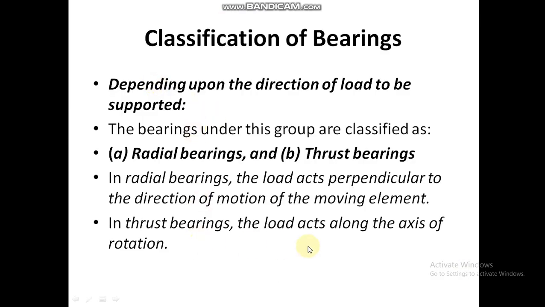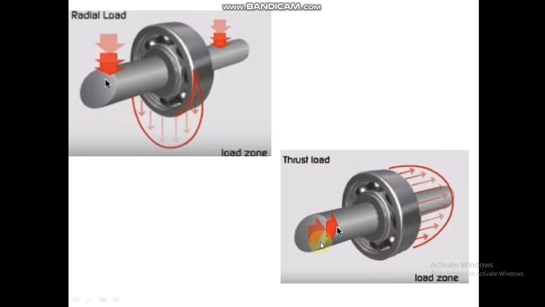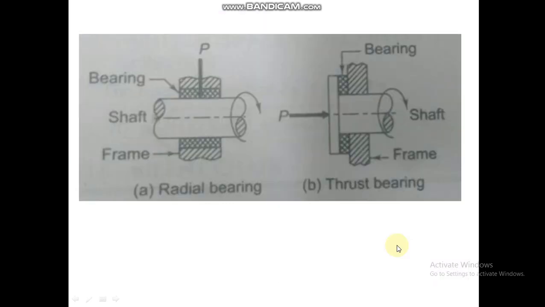What is thrust bearing? The load acts along the axis of rotation. So this shaft, for example, is rotating in clockwise direction, and the load is acting along the axis of the shaft, then this bearing is called thrust bearing. See this diagram as well. This is the diagram for radial bearing, in which the load acts perpendicular to the shaft axis, and the bearing we use is called radial bearing. And this is the diagram for thrust bearing, in which the load acts along the axis of the shaft, and the bearing we use in this situation is called thrust bearing.